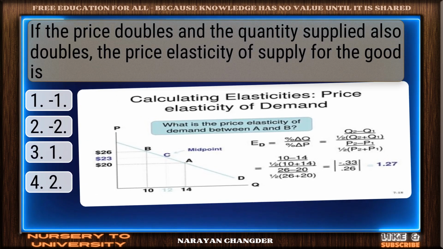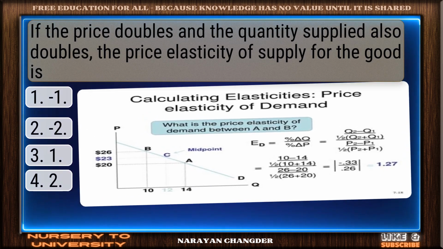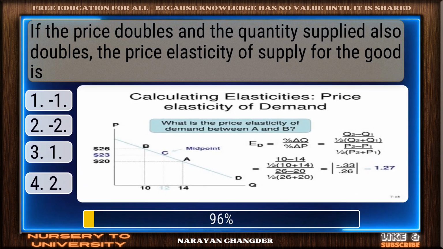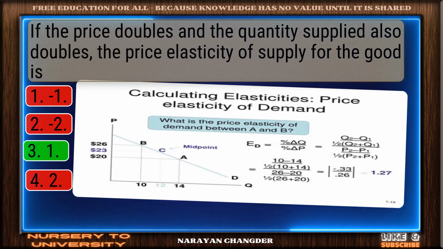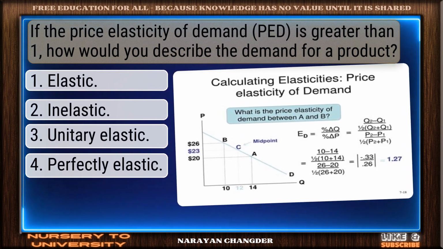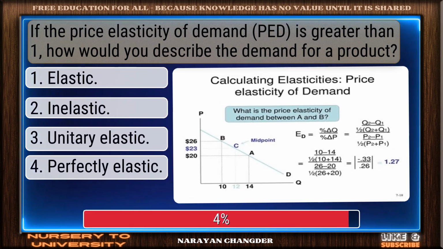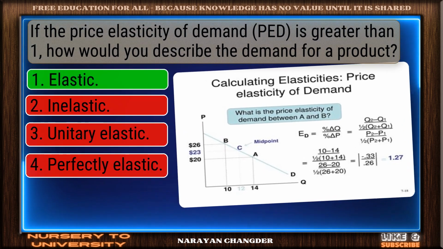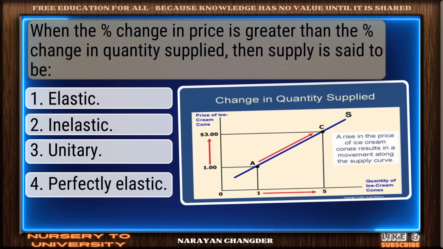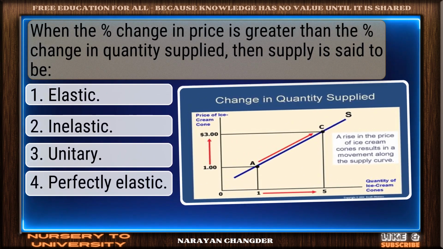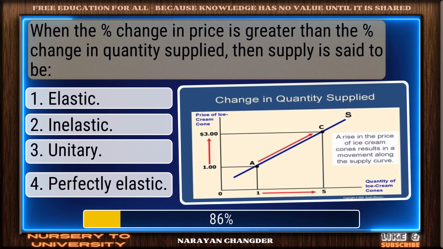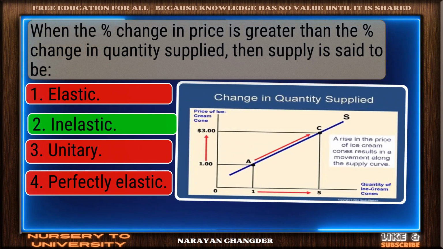If the price doubles and the quantity supplied also doubles, the price elasticity of supply for the good is. Right again. 1 is a valid answer. If the price elasticity of demand is greater than 1, how would you describe the demand for a product? Smart move. Elastic is an accurate answer. When the percent change in price is greater than the percent change in quantity supplied, then supply is said to be. Great job. Inelastic is the accurate answer.